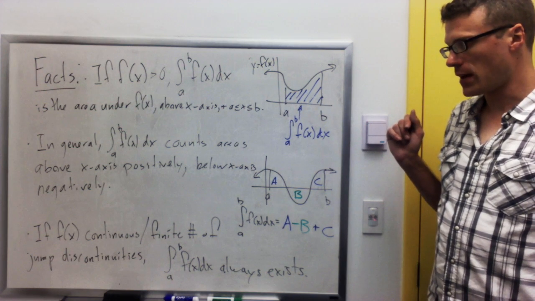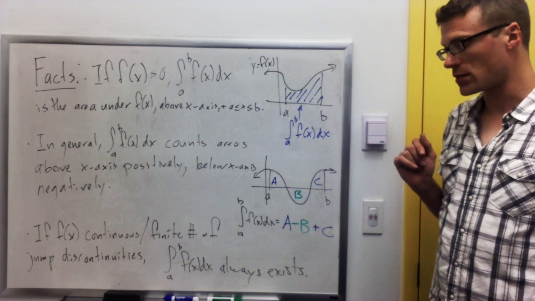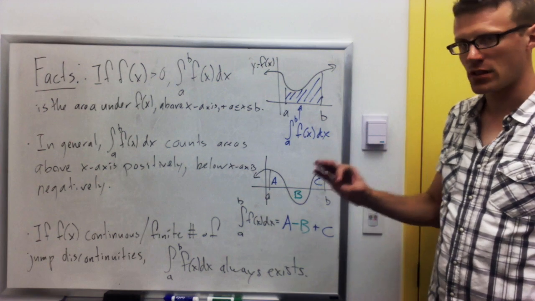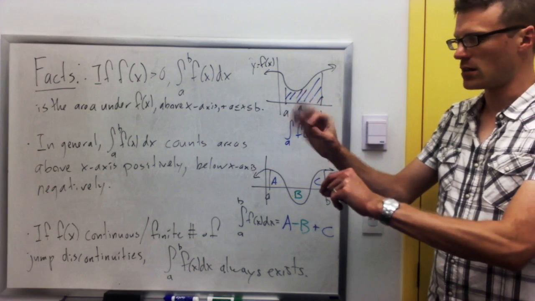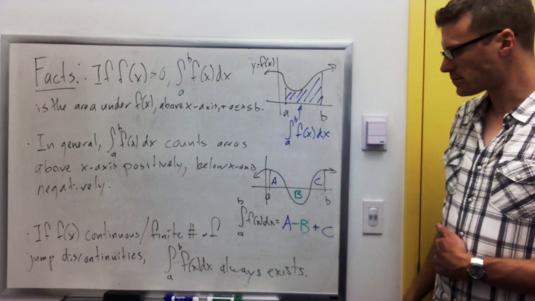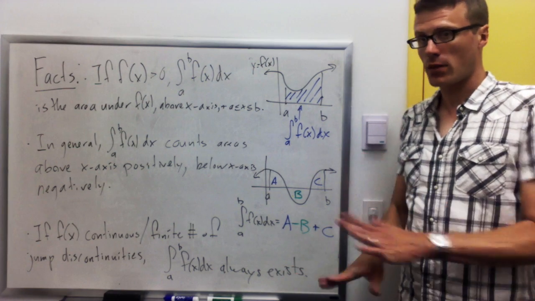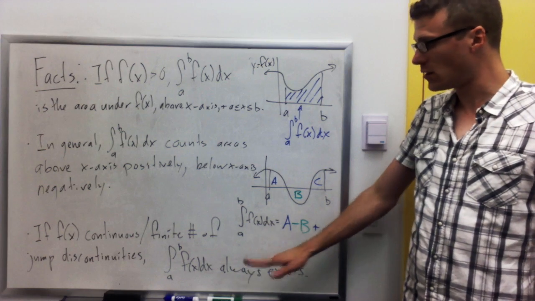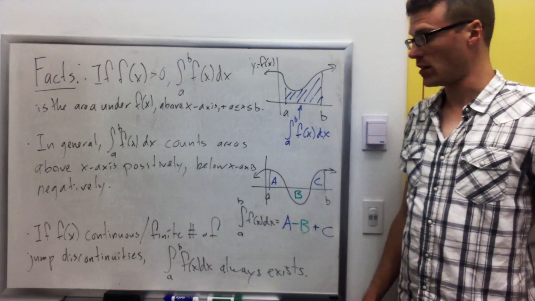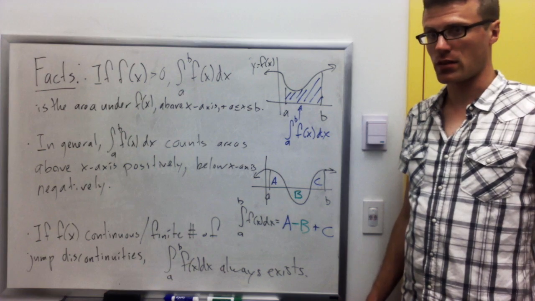Finally, if f of x is continuous or has a finite number of jump discontinuities, that means it's like a step function, just a couple of places where it's discontinuous, but it doesn't go off to infinity or anything weird or oscillate forever, then the integral always exists. So this pretty much means that no matter what function we're dealing with, most of the functions we're dealing with are continuous or have maybe a finite number of bad spots. And so great. Integrals for those functions always exist.